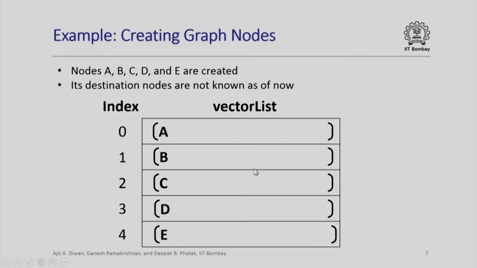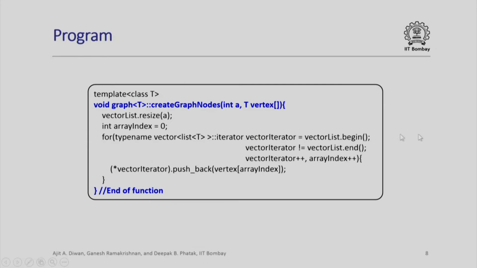Let us look at creating graph nodes. Note that we assume nodes A, B, C, D, E are to be created and its destination nodes are not known as of now. So, what will happen? Our vector list will look like this. The first element in each vector list will be initialized to A, B, C, D, E, which are the sample nodes that we have considered, and there will be nothing else for the time being. So, the program is very simple.